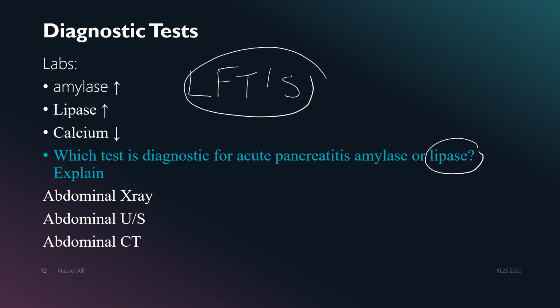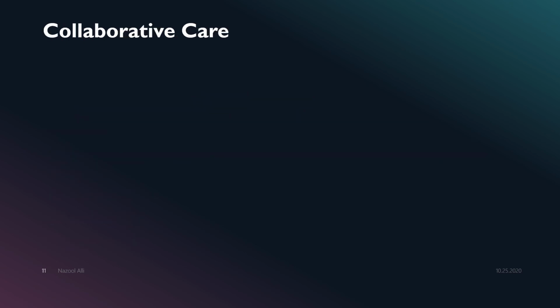But if you were to think which one is most accurate in diagnosing acute pancreatitis, it will be a lipase level. For diagnostic imaging, obviously an abdominal ultrasound is a better test to have than an abdominal x-ray, because an abdominal x-ray is a very limited test.